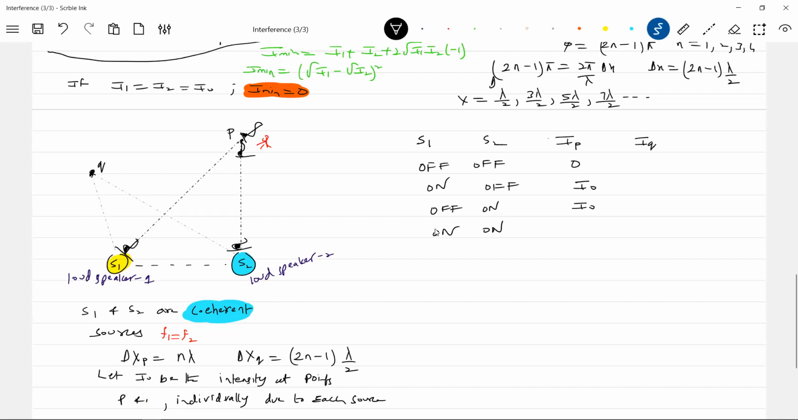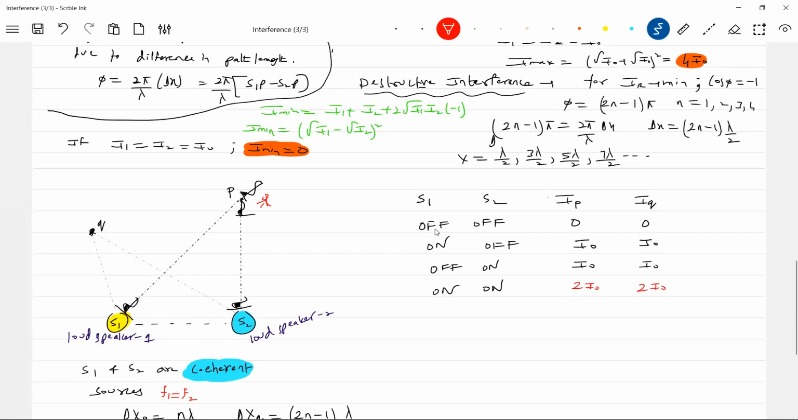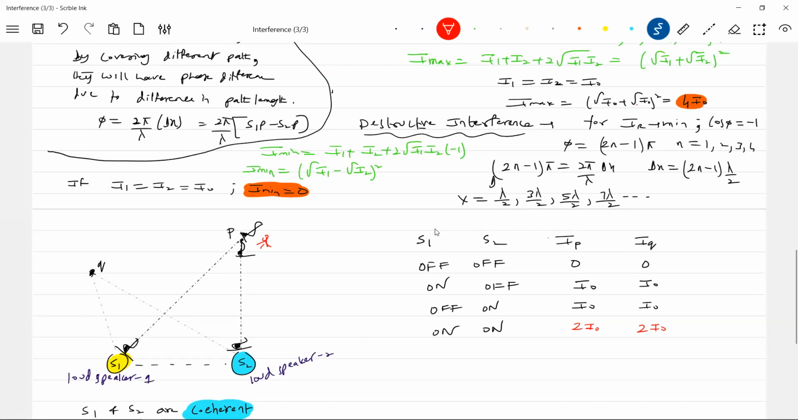Do I agree with this? Can I continue? If S1 is on and S2 is off, what is the intensity at P and Q? It will be I naught. Now I will switch on both coherent sources. So what do you expect the intensity here to be? If we don't have physics, we answer like this: 2 I naught. But look at the mathematics, what we brought. It is 4 I naught, according to the concept, because P is a constructive interference point.